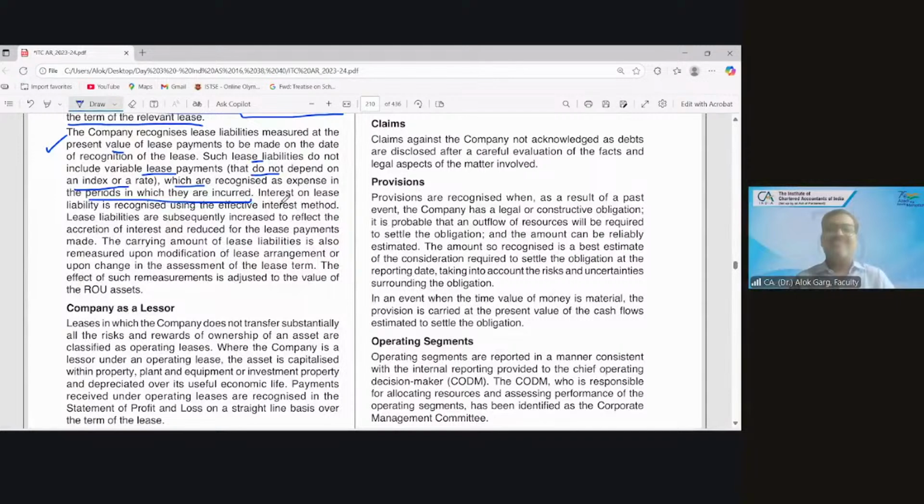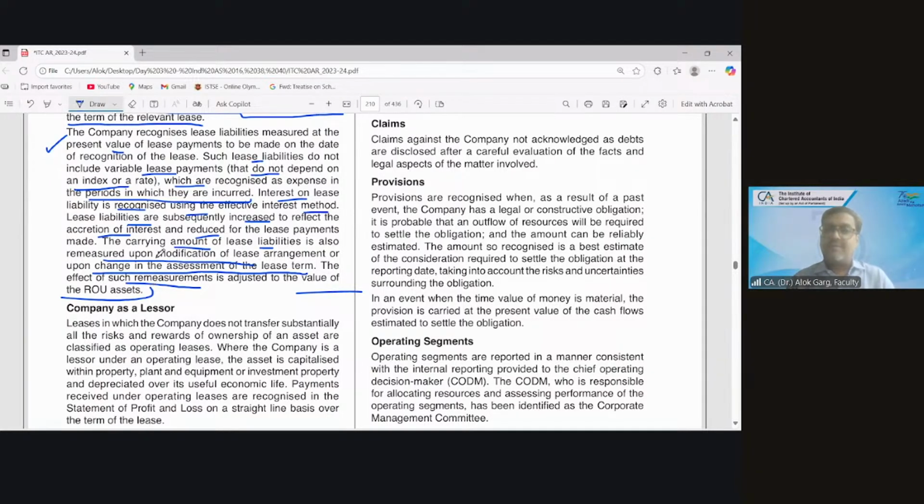It is written here also. Interest on lease liability is recognized using the effective interest method. What is the effective interest method? EIR means IRR, or IBR. Lease liability is subsequently increased to reflect the accretion of interest. You have to add interest and reduce for the lease payment made. The carrying amount of lease liability is also remeasured upon modification of the lease arrangement or upon change in the assessment of the lease term. The effect of such remeasurement is adjusted to the value of the ROU asset.